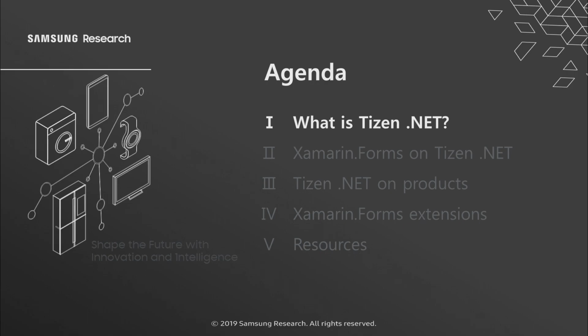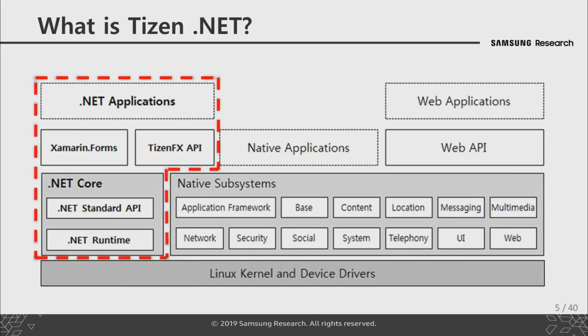What is Tizen.net? So here is the architecture for Tizen. Before Tizen.net was introduced, we used to have two application models. First, using the C language, you could directly access the native subsystem modules and create native applications. Native applications are nice. They always show the best performance and are very lightweight. But the drawback is it's kind of difficult to create a native application, because normally you don't want to use the C language to create your application.